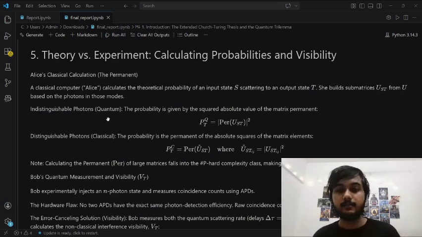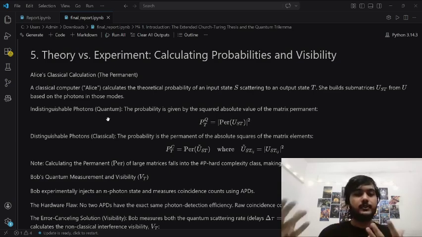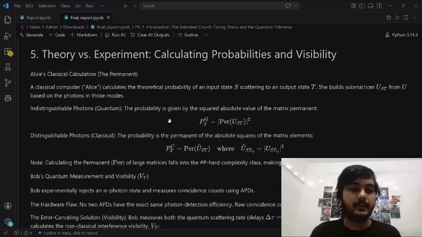permanent of the U_ST part, where U_ST is the submatrix of our big U matrix with S as the input state and T as what we are getting as the output. So we are creating a submatrix of it, and by getting the permanent, we can get what the probability distribution will be in the output mode, because our photon is also just a symmetric sum of all the output states. So the permanent also calculates all the symmetric states of the matrix. So these are basically correlated.